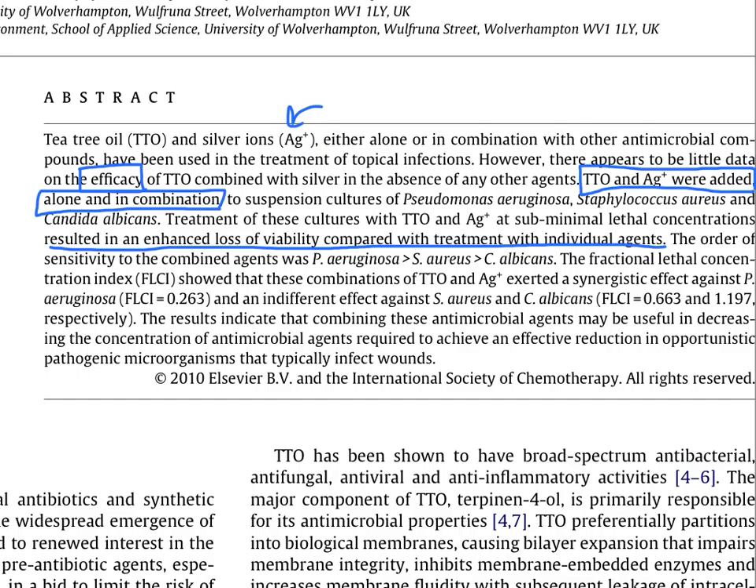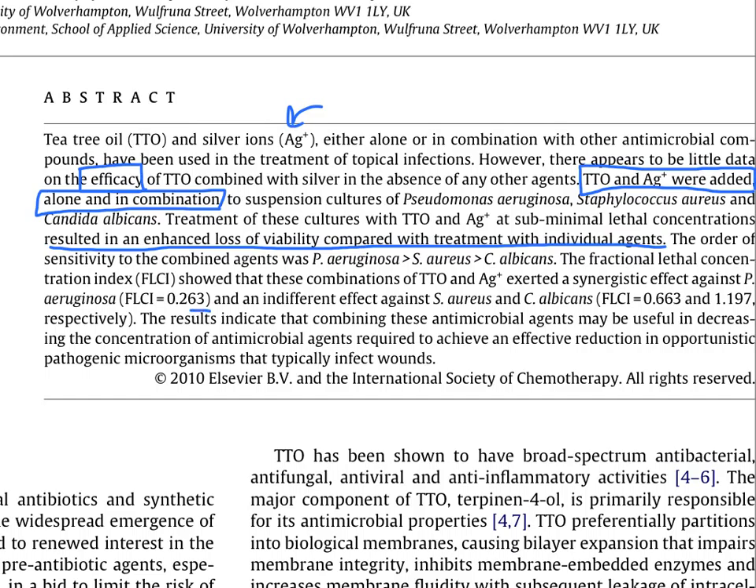Against the Candida and the Staphylococcus, the effect was indifferent. What does it mean if I say I'm indifferent? Like, yeah, whatever. It's cool, I don't care. Doesn't bother me one way or another. That's what it means to be indifferent.